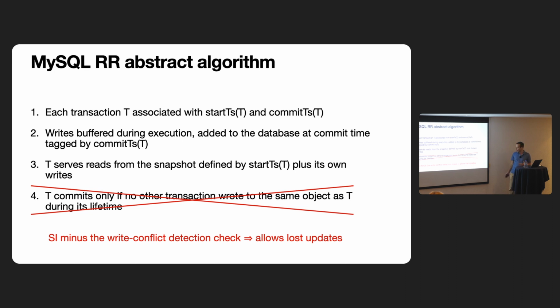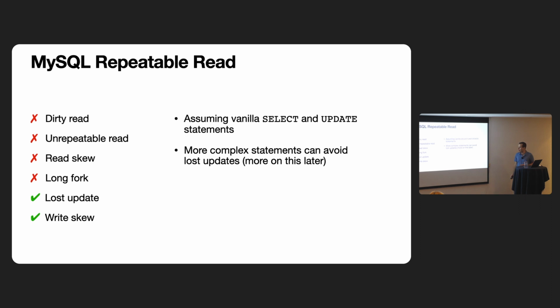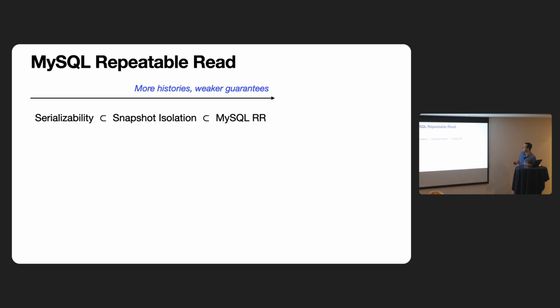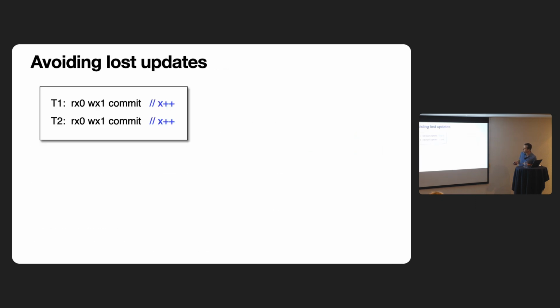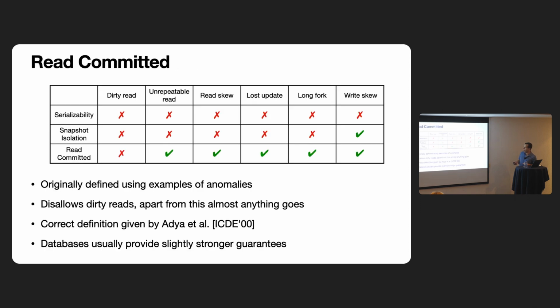Now you may ask, wait, this is really weird. How in the world can people program over this thing? Well, there is a complicated story. There is a bit of fine print here, which is that what I've said is true assuming vanilla select and update statements, so without anything fancier. More complex statements can actually avoid these lost updates. I'll skip this for a while, and let me just first cover this, okay?